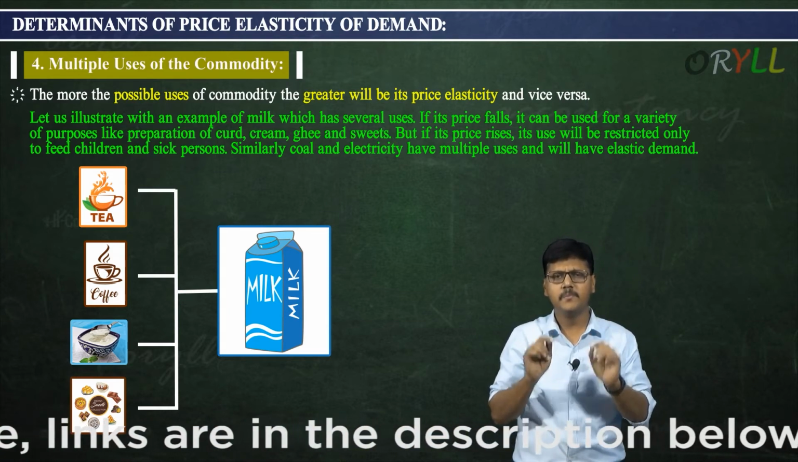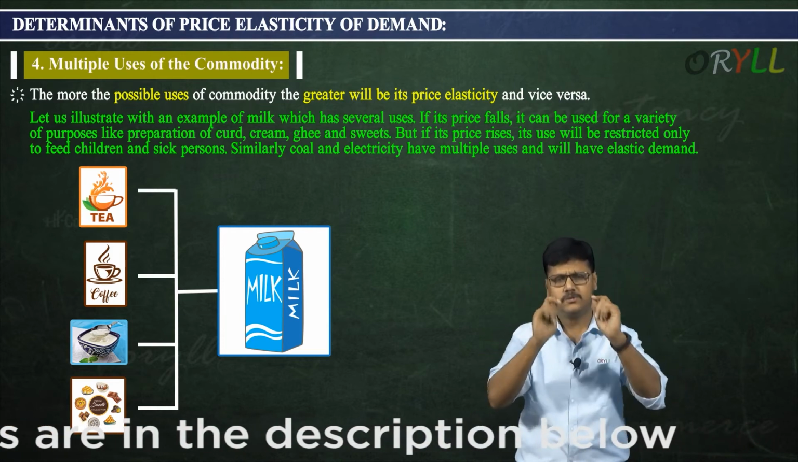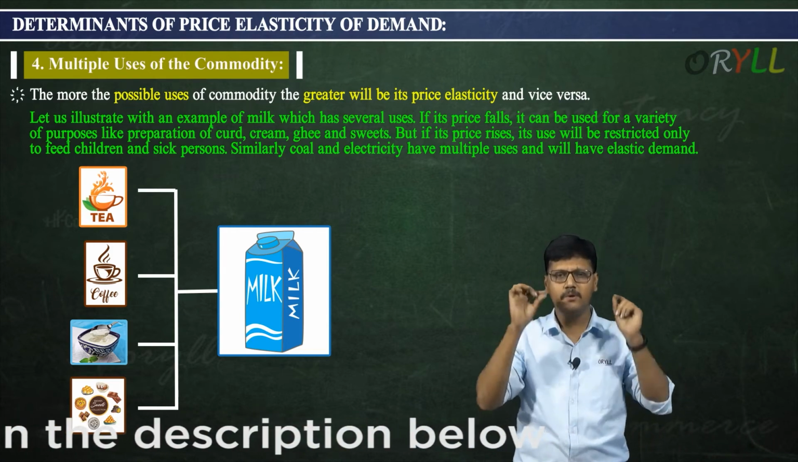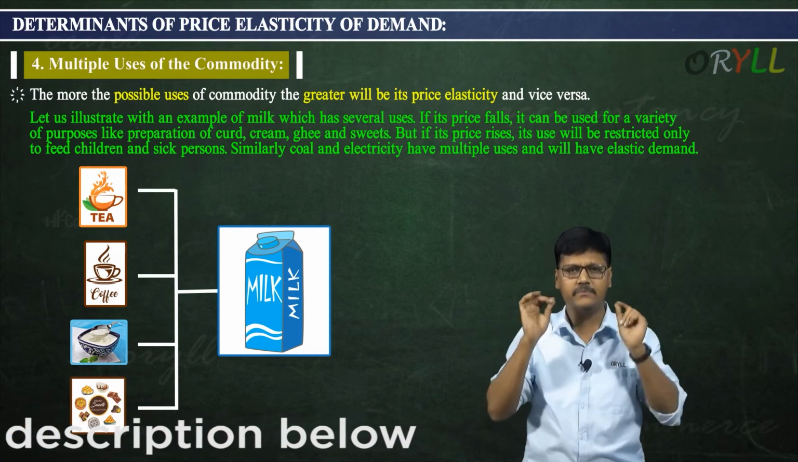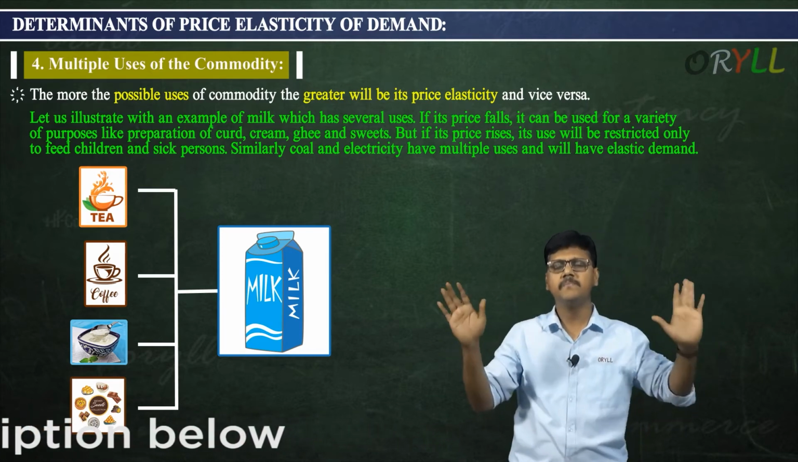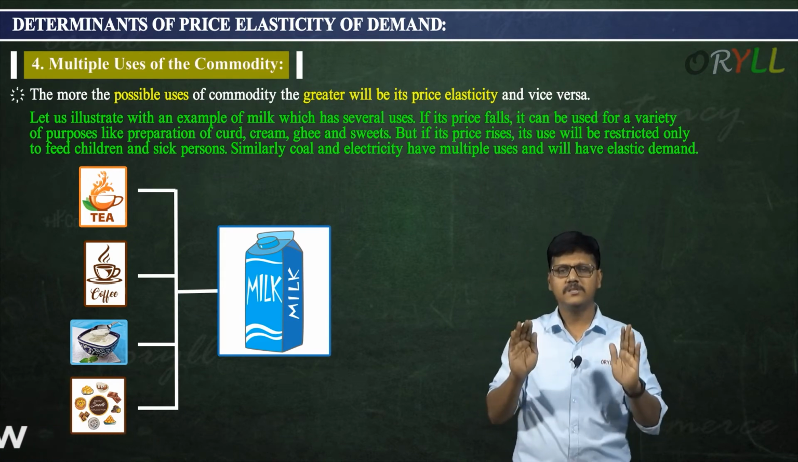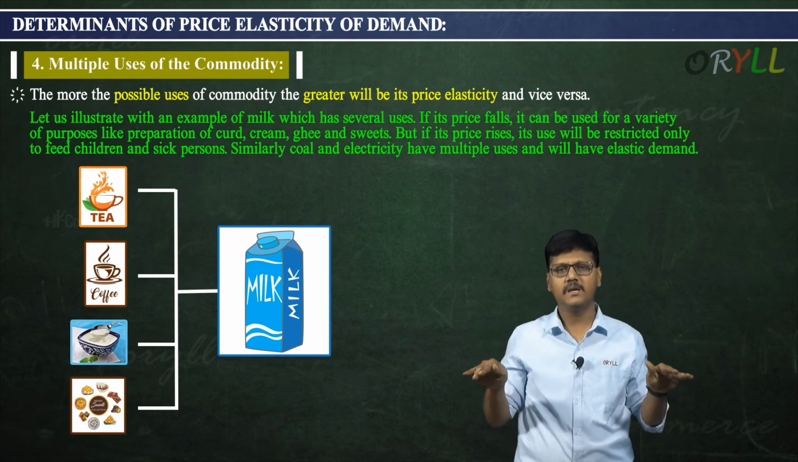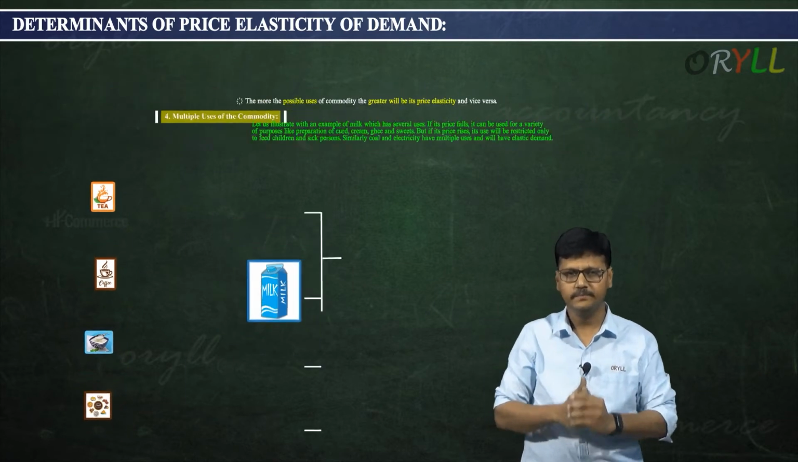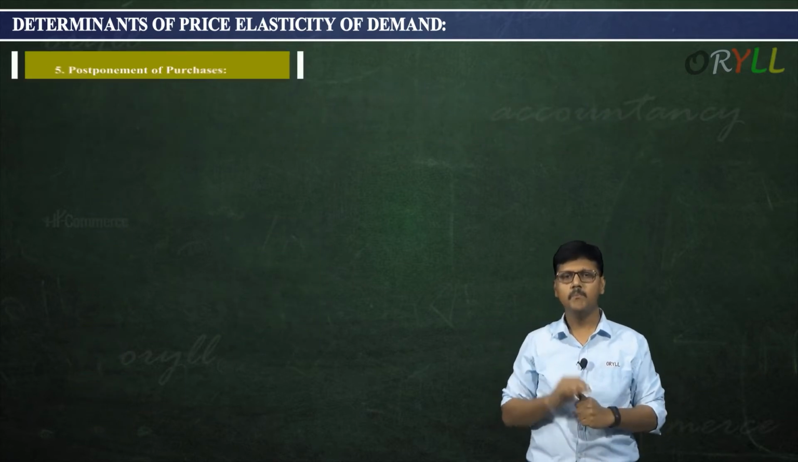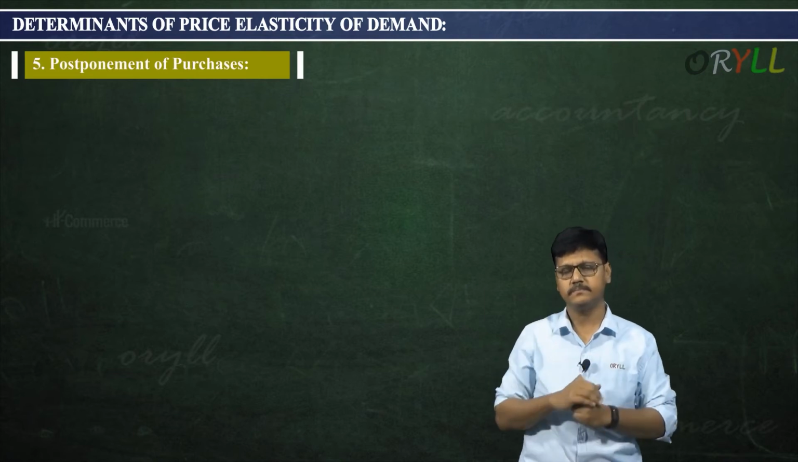If a commodity can be put into only one use, assume that milk can be used only in making tea and nothing else can be made, it means that for this type of commodity, demand will be inelastic. Now, the next one is postponement of purchase.